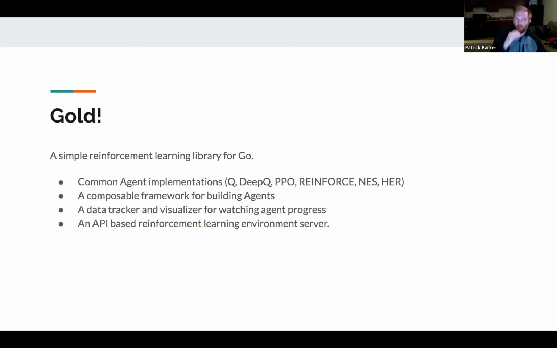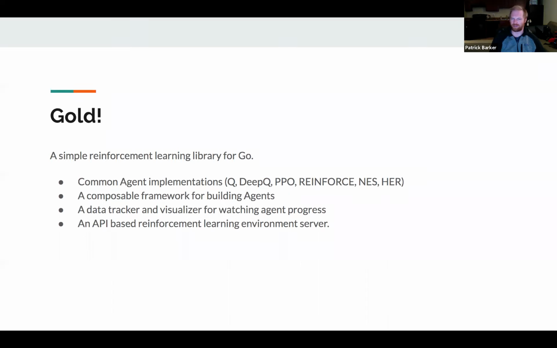So I wrote this library Gold, which is a simple reinforcement learning library in Go. It has a bunch of common agent implementations, algorithms: Q learning, deep Q, PPO, REINFORCE, and so on. I'm going to go through what each of those are. It also has a composable framework for building agents, so if you wanted to build more agents and implement different algorithms, it'd be pretty easy to do that.